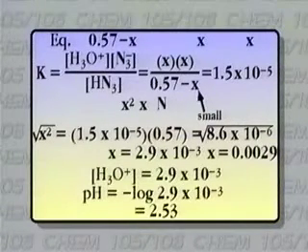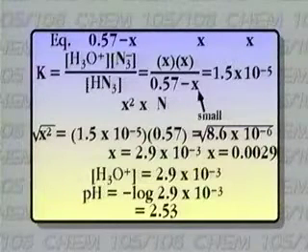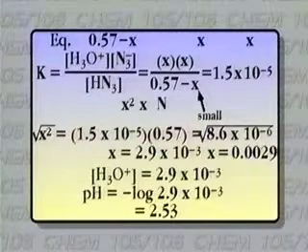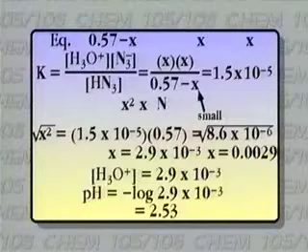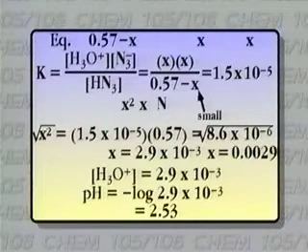Now, this is an acid, so quite obviously as an acid, the pH should be less than 7. Remember, the cutoff point, neutral is 7, acids are pH less than 7, and so our answer makes sense relative to what we know the pH for an acid should be.